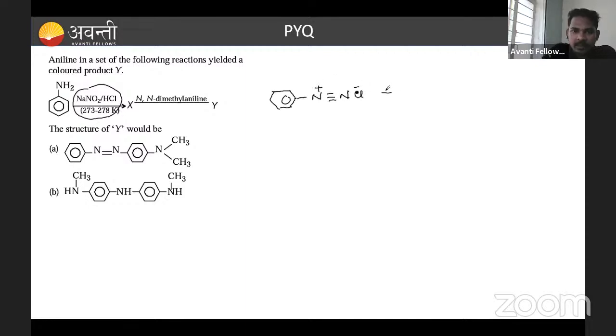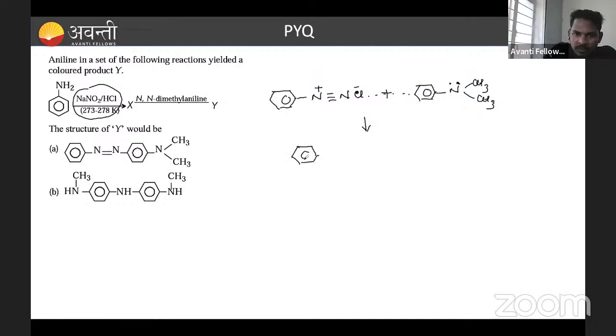Okay, and we'll react this with N,N-dimethyl aniline. So this is our aniline, N,N-dimethyl, to replace 2 hydrogen with 2 methyl groups, because this also has an electron pushing tendency. So what will happen? We can make a bond between these two. So if we do, what will be the product we will get?